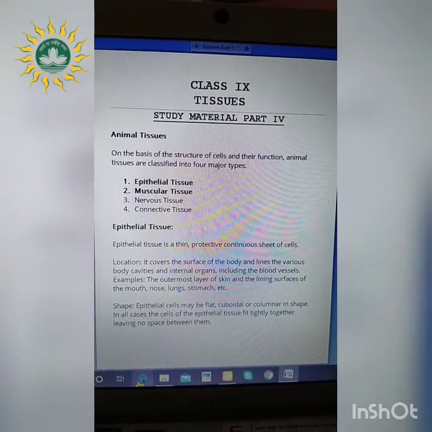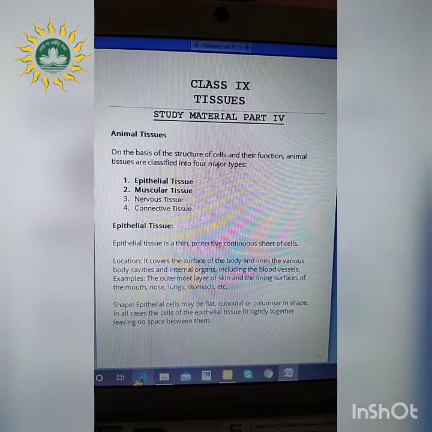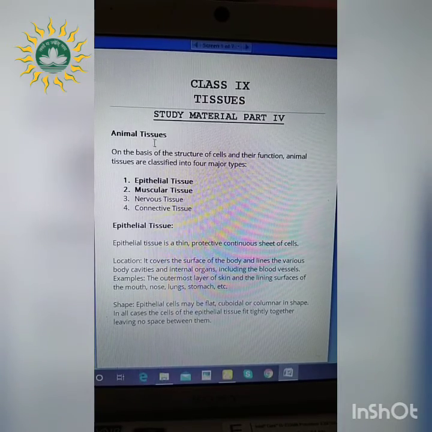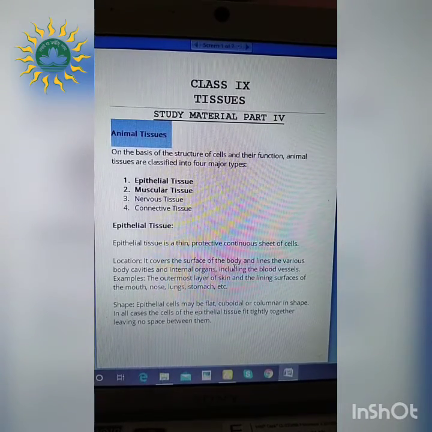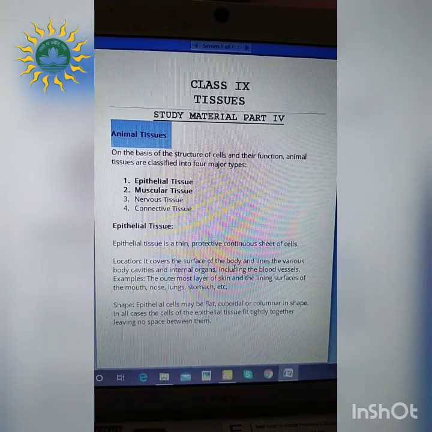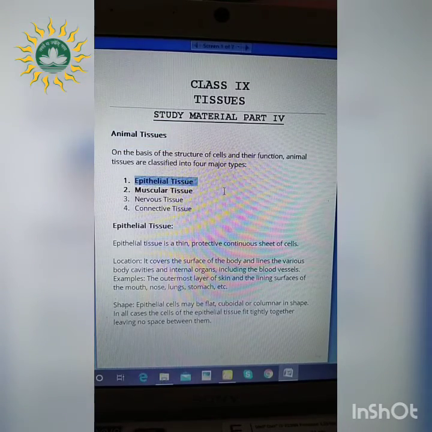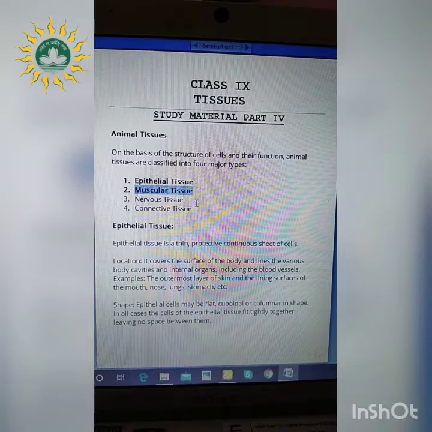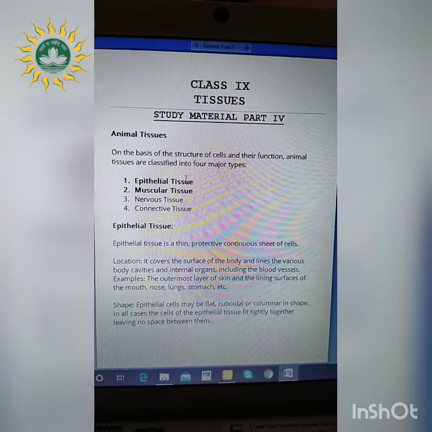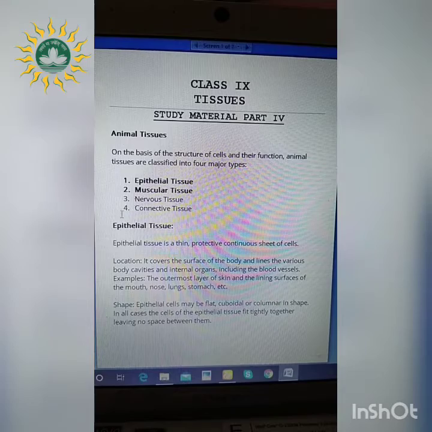In the previous lessons, we have learnt about the plant tissues, their different types, structure, as well as functions. Today we will start with the animal tissues. On the basis of the structure of cells and their function, animal tissues are categorized into four major types. What are those? Epithelial tissue, muscular tissue, nervous tissue and connective tissue. In this lesson, we will concentrate on the first two types, that is epithelial tissue and muscular tissue.